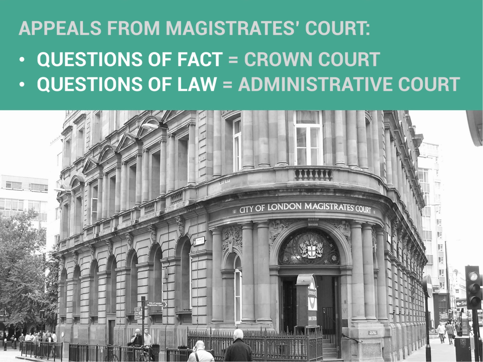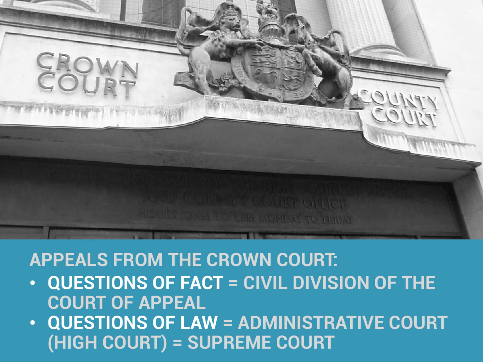Appeals from the Magistrates' Court on questions of fact go before the Crown Court, whilst the Administrative Court, a specialist court within the QBD, i.e. the Queen's Bench Division of the High Court, deals with appeals on questions of law, also called appeals on points of law. Appeals from the Crown Court on questions of law also go to the Administrative Court. Thereafter, an appeal on a point of law will be brought before the Supreme Court.